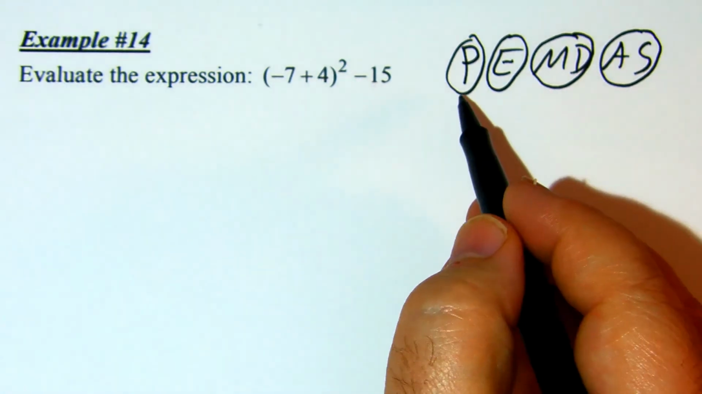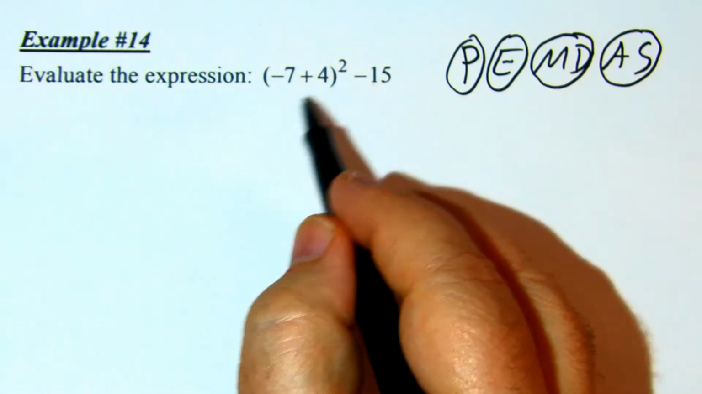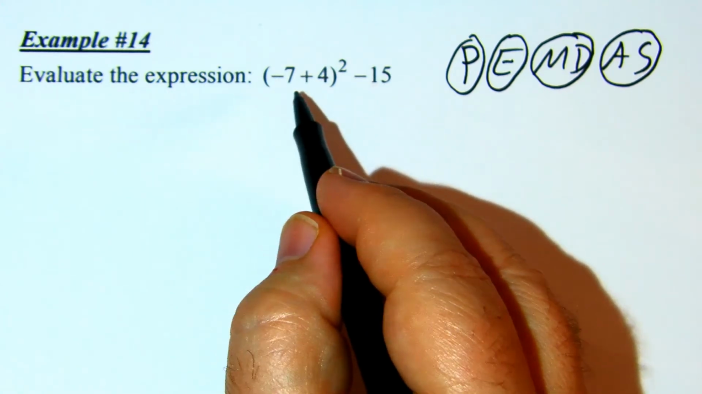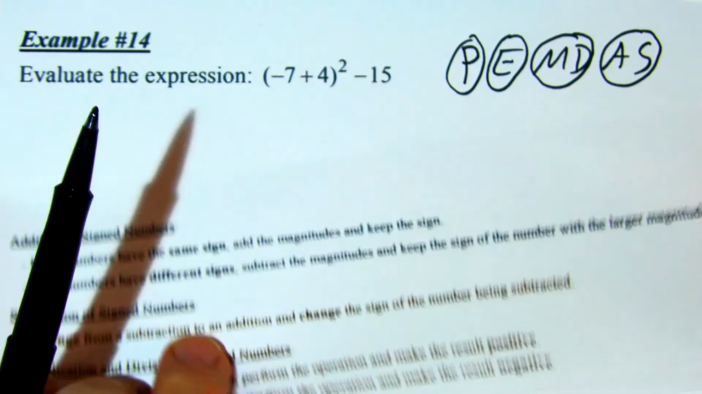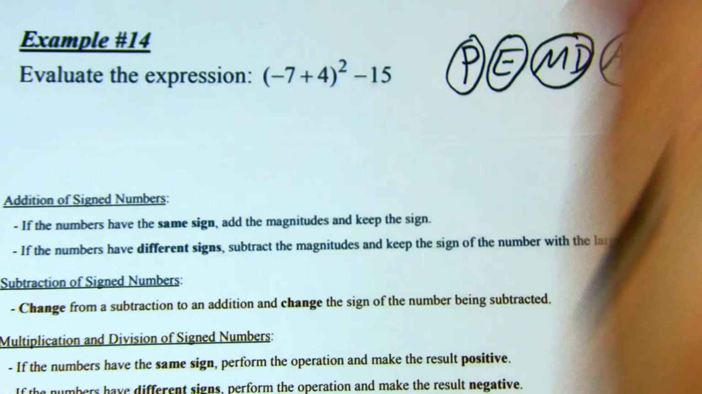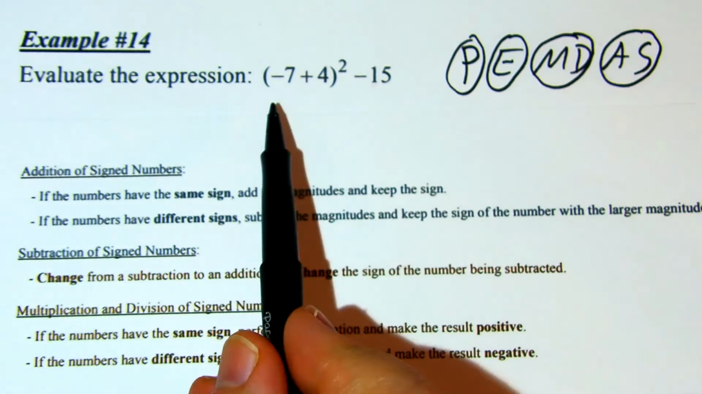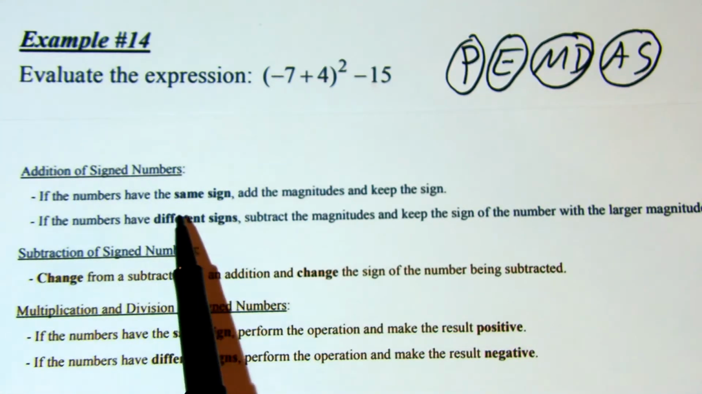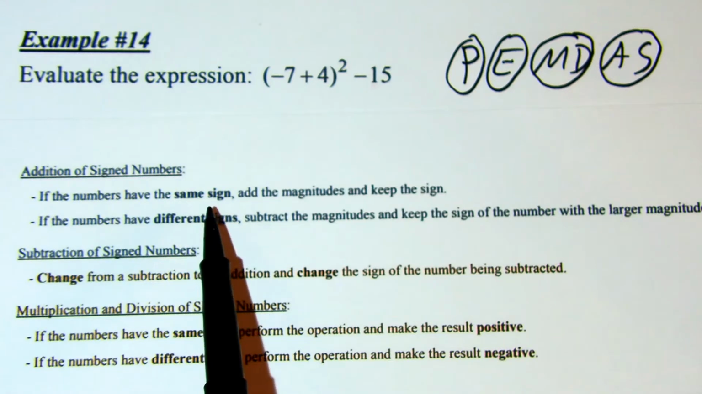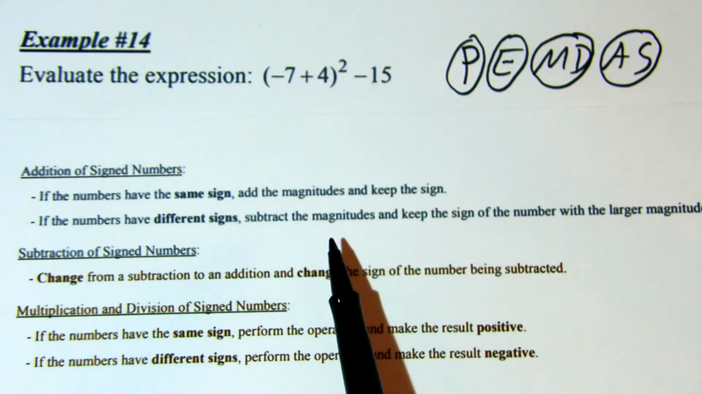And we go to the first step, which is parentheses. And so I hone in on these parentheses, and I see that I have a -7 plus 4. I am going to show you this with a calculator in a second, but I want to remind you of the rules for adding signed numbers. If we have a -7 and a +4, it says to add signed numbers if they have the same sign. Well, they don't have the same sign, so we'll move on to the next rule. If they have different signs, subtract the magnitudes. That's just a fancy way to say ignore the signs.